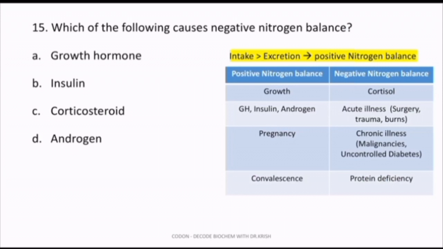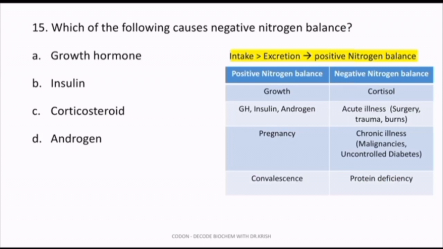Positive nitrogen balance is maintained by sustained growth hormone, insulin and androgen, which are all anabolic, and by pregnancy and convalescence, that is any recovery from acute illness. Whereas negative nitrogen balance is caused hormonally by cortisol, and by any acute or chronic illness, like immediate post-op, trauma or burns, or chronic illnesses like malignancies and uncontrolled diabetes. And of course protein deficiency leads to negative nitrogen balance.